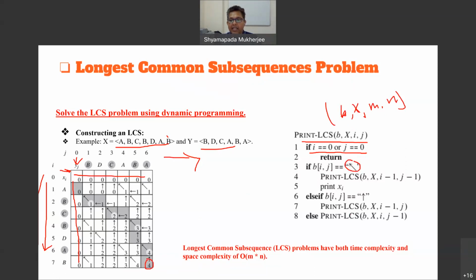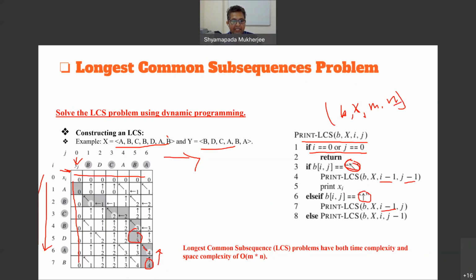And if we see that the arrow is vertical, then it will reduce the i value. So i value means it will go up. You see the shaded part, it is going up. Then when you see this slanting arrow, it will reduce the value of i and j both. That means it will be m minus 1 and n minus 1. So it will come here, you see this diagonal part.